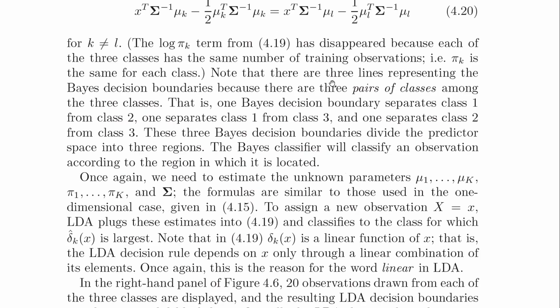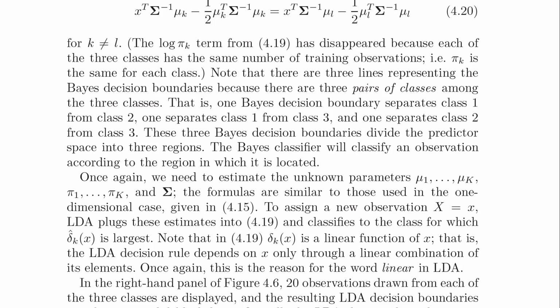Note that there are 3 lines representing the Bayes decision boundaries because there are 3 pairs of classes among the 3 classes. That is, one Bayes decision boundary separates class 1 from class 2, one separates class 1 from class 3, and one separates class 2 from class 3. These 3 Bayes decision boundaries divide the predictor space into 3 regions. The Bayes classifier will classify an observation according to the region in which it is located.